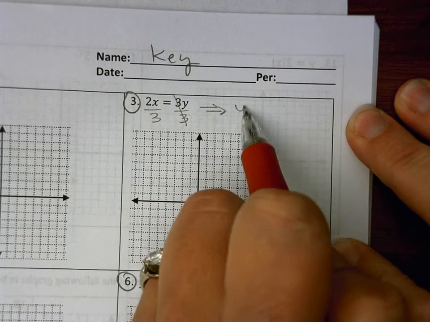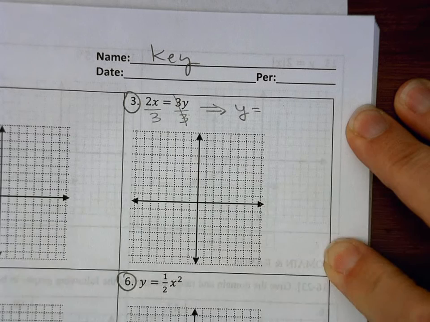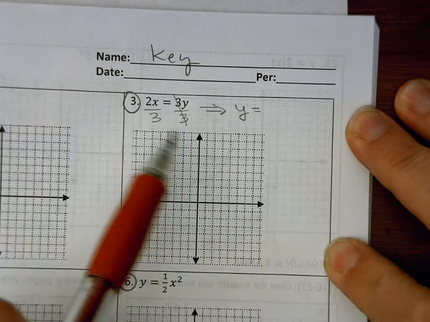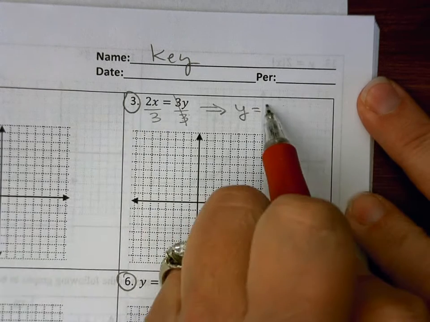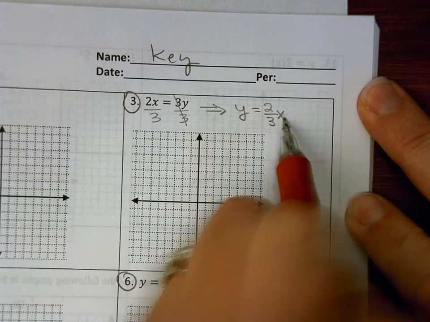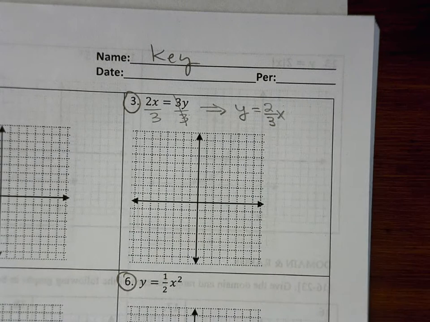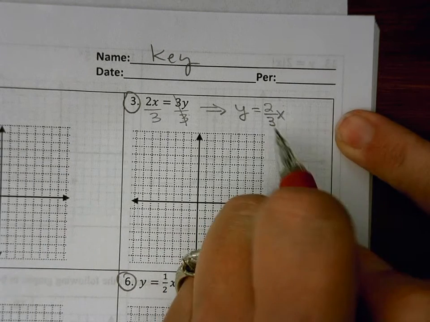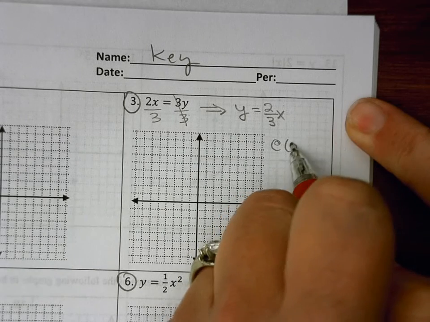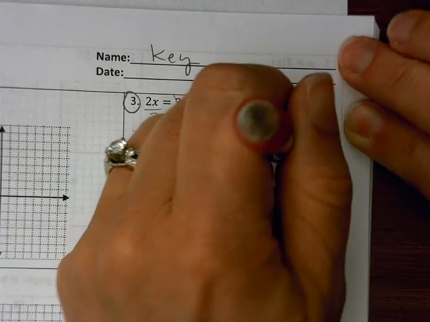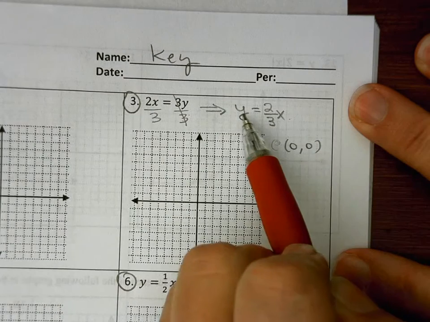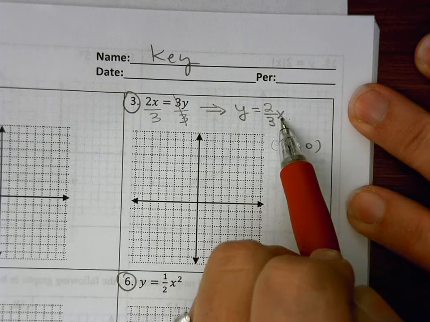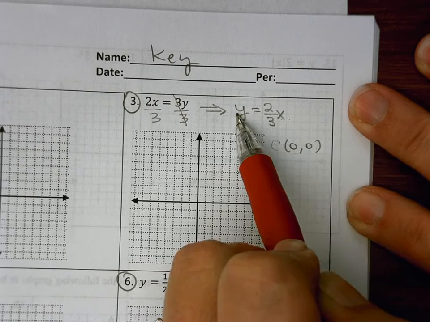So I will have y by itself, and I'm going to move it to the other side or flip it around just so that I have it in the right order. And then 2x divided by 3 is the same as 2/3 x. So if I want to graph this, my start point is 0, 0. So I'm going to start at 0, 0 because I'm adding or subtracting nothing to x, nothing to y. When x is 0, y will also be 0.